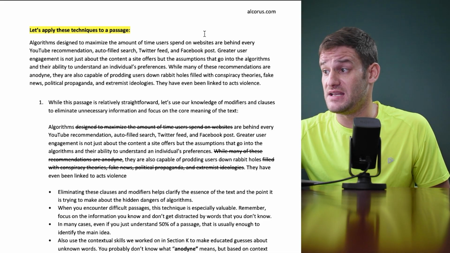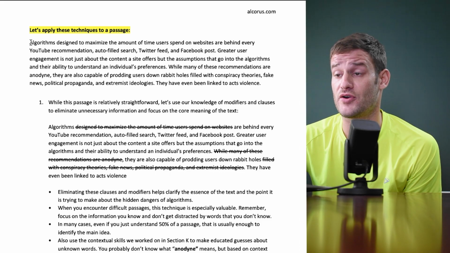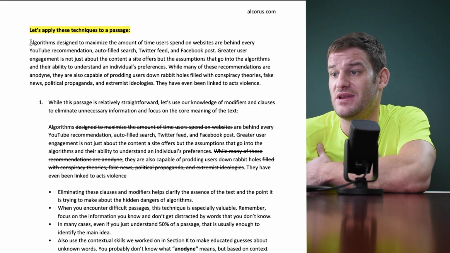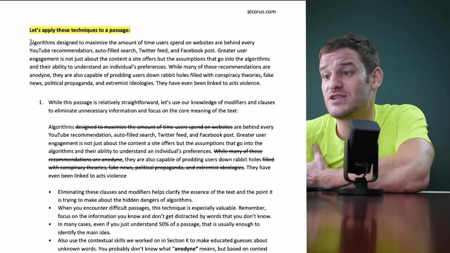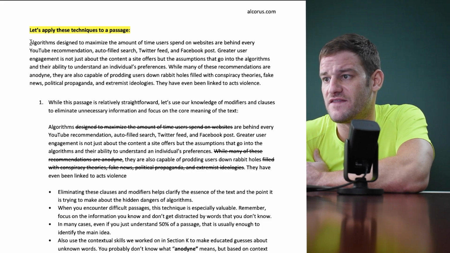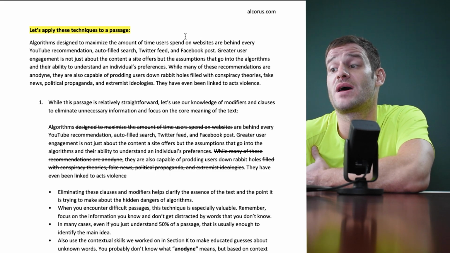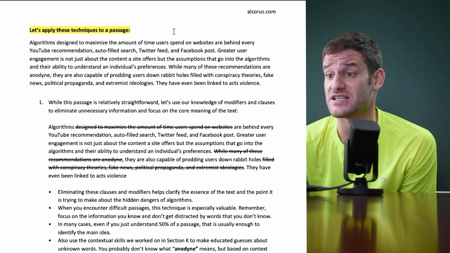Okay, so let's apply these techniques to a nonfiction passage to start. Algorithms designed to maximize the amount of time users spend on websites are behind every YouTube recommendation, autofilled search, Twitter feed, and Facebook post. Greater user engagement is not just about the content a site offers, but the assumptions that go into the algorithms and their ability to understand an individual's preferences. While many of these recommendations are anodyne, they are also capable of prodding users down rabbit holes filled with conspiracy theories, fake news, political propaganda, and extremist ideologies. They have even been linked to acts of violence.